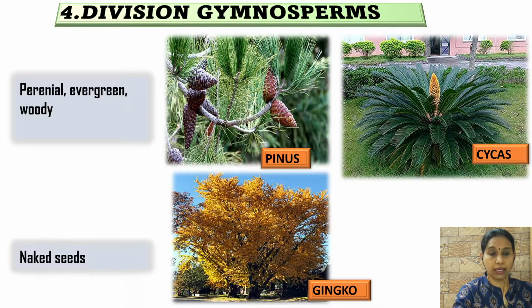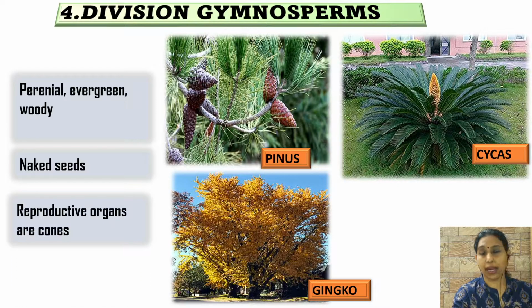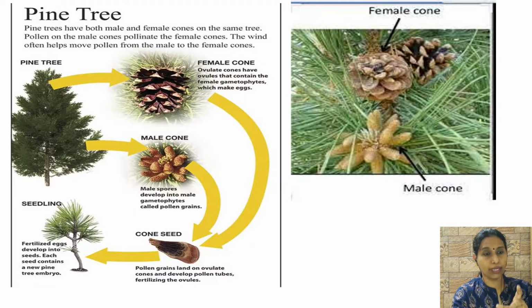Fine. They have naked seeds. The name gymnosperms means naked seeds. The seeds are not enclosed in fruits. Fine. And the reproductive organs are called cones. That is the characteristic of gymnosperms. So if you want to learn about it, we have to learn some examples. So let us learn about the pinus and the cycas.